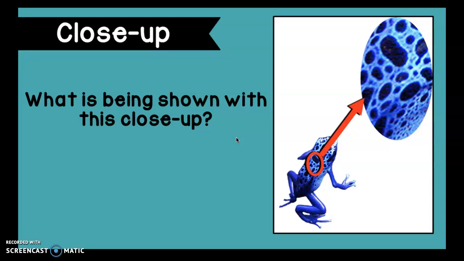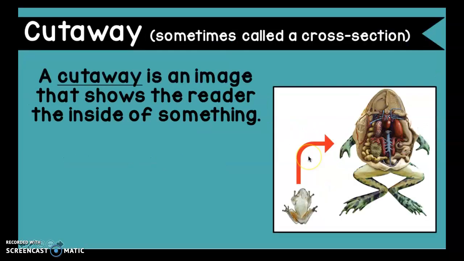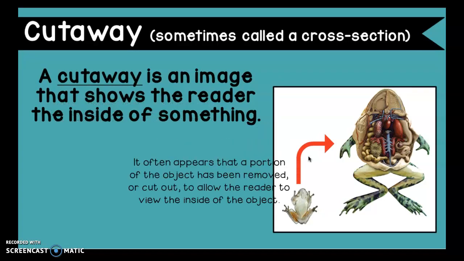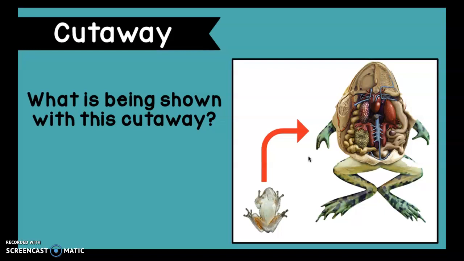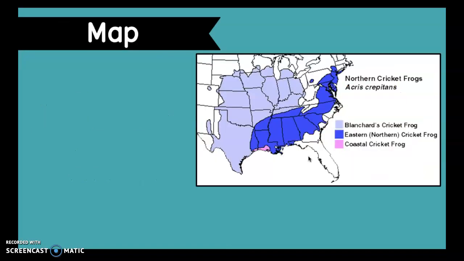What is being shown with this close-up? The skin of the frog. A cutaway, sometimes called a cross-section. A cutaway is an image that shows the reader the inside of something. It often appears that a portion of the object has been removed or cut out to allow the reader to view the inside of the object. What is being shown with this cutaway? The organs found inside of a frog.